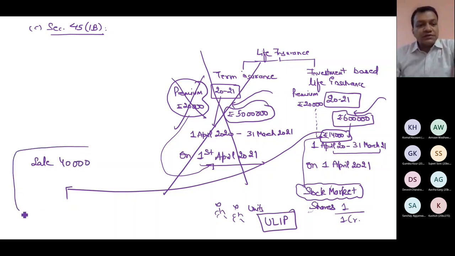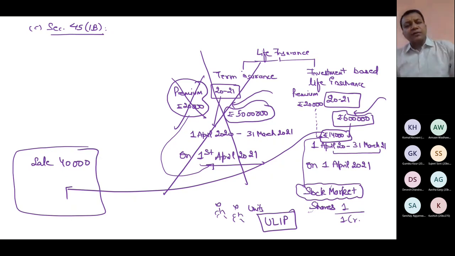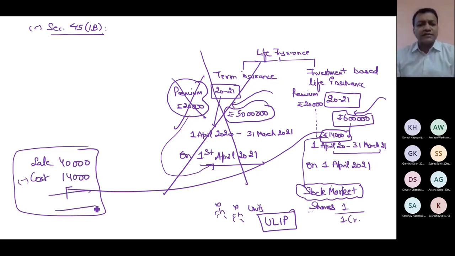So the units which were purchased for only 14 might have been sold for 40,000. Technically there is a gain, less cost. Now this is a rough example only, it is not the exact calculation, just to make you understand. Technically there is a gain of 26. The question arises, is it taxable or not?